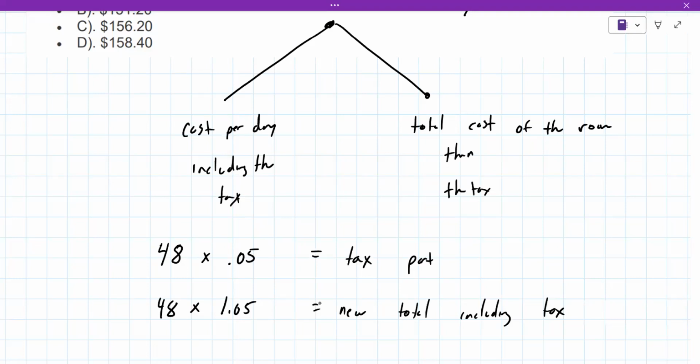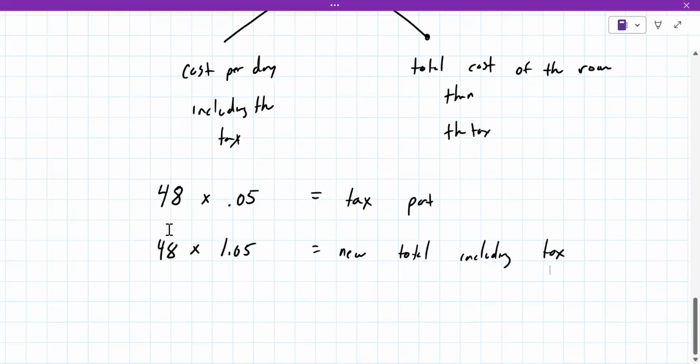Do you have a calculator handy to multiply these? I just don't know which. I guess just pick one of the methods. I'm not sure how to do either of them. Well, we're currently doing the one on the left. We're figuring out how much the room is per day, including the tax. So we need to take 48 times 1.05.